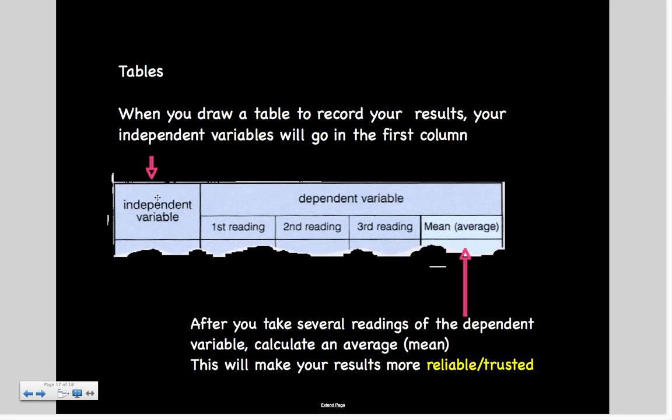So tables. Last year we saw students really struggle with this. So please, when you make your tables, you're going to have to label your independent variables. They're going to go in this first column. And then your dependent variables. What are the things that you're measuring? So you'll take multiple readings and then you find a mean or an average of those. This also keeps your test reliable and trusted so that others can depend on the information.